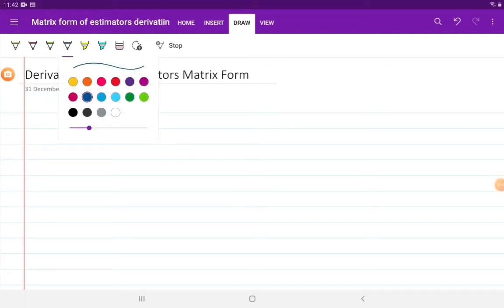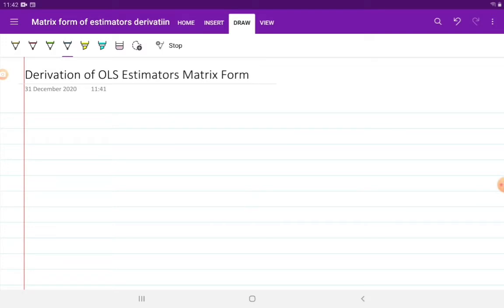In this video, I'm going to derive the OLS estimators in the matrix form. Now remember, we are doing this for a general k variable model, or in this case, I'm going to call it a k plus 1 variable model. I'm calling it k plus 1 just for my convenience. You can call it a k variable model.